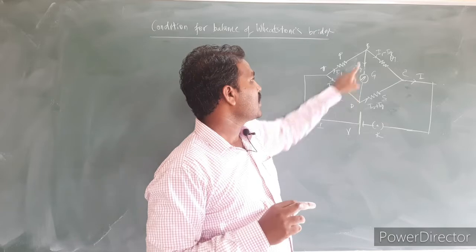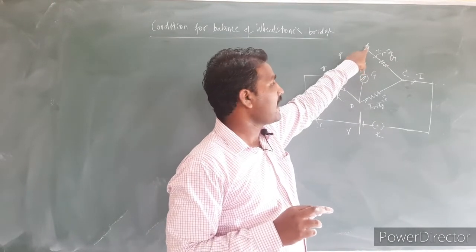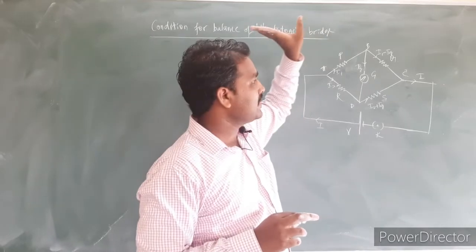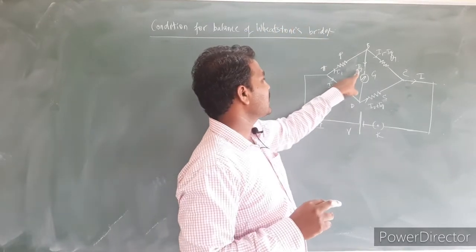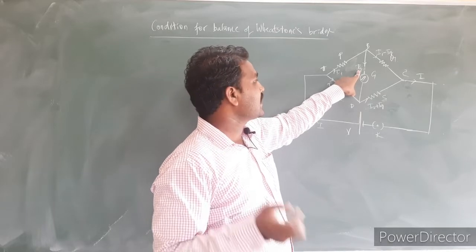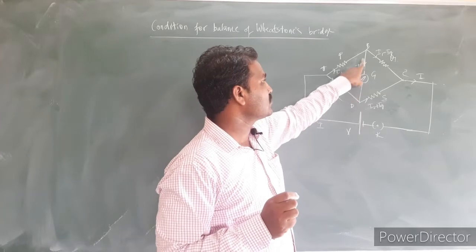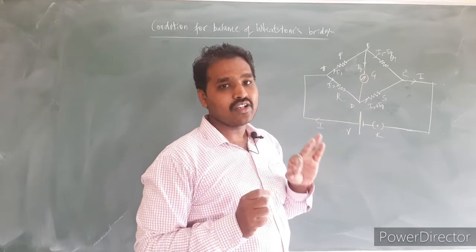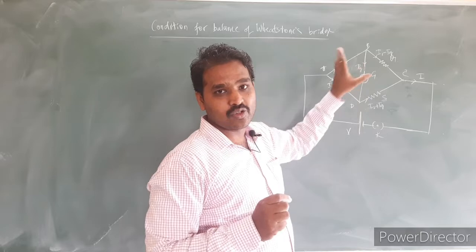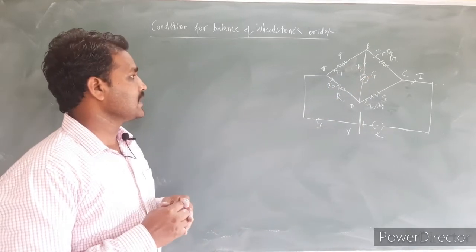And for that we apply Kirchhoff's junction law, that is Kirchhoff's current law at point P. Yes, so that the current flowing through the galvanometer, Ig, is equal to 0. So the condition for balancing of the Wheatstone bridge is that the current through this galvanometer must be equal to what? 0. That is, Ig must be equal to 0. Yes, it is a very simple derivation. Let us derive the same here.